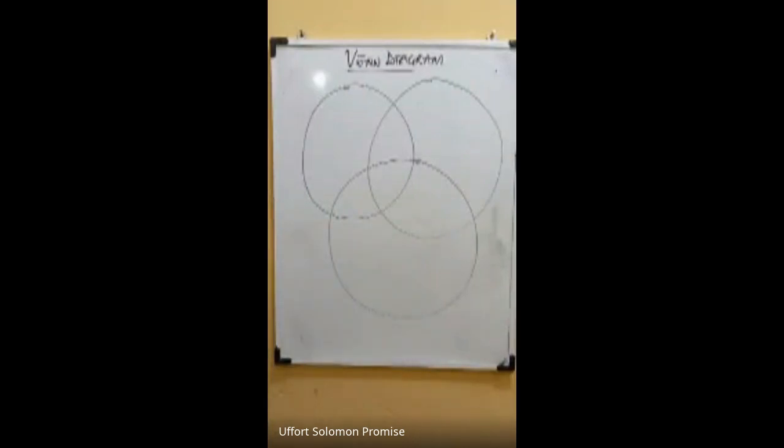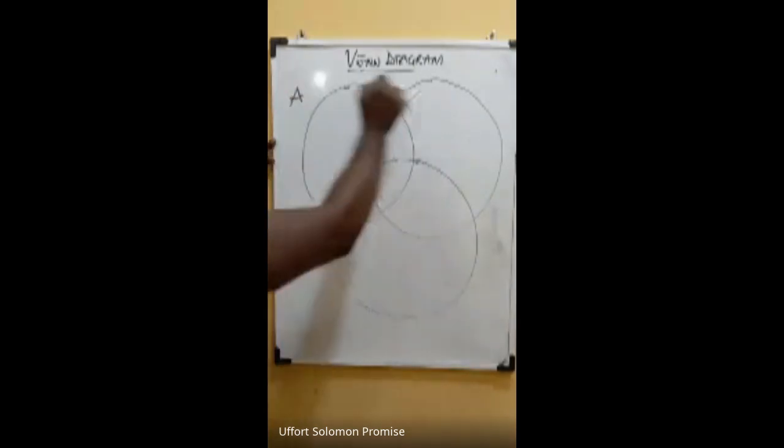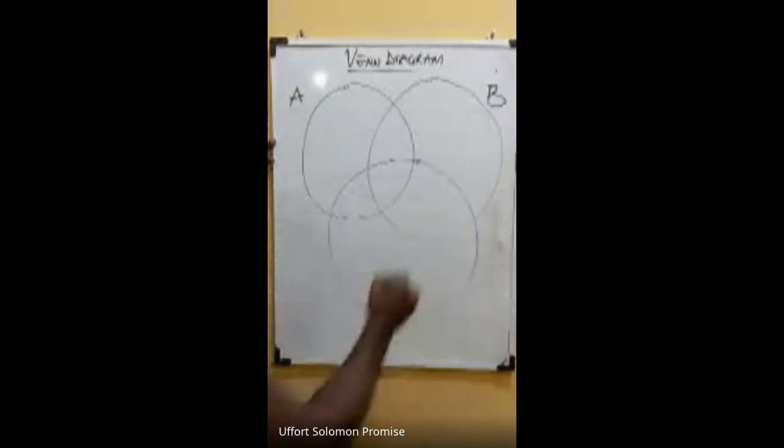Can you see the three circles I've just drawn? Yes, sir. The three circles I just drew now. So we have circles. This is A, this is B, and this is C.